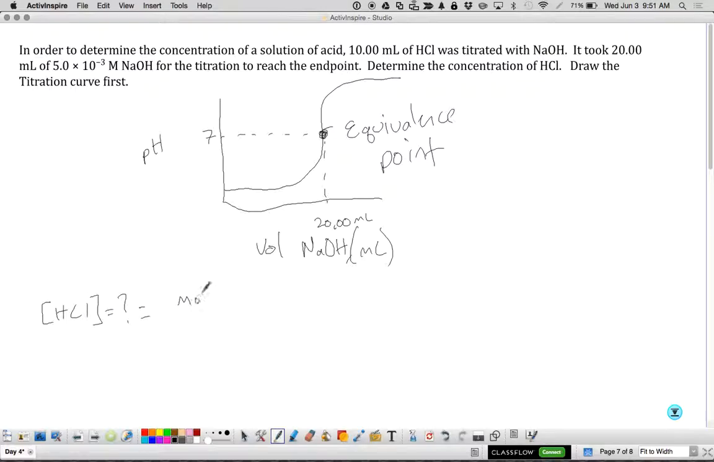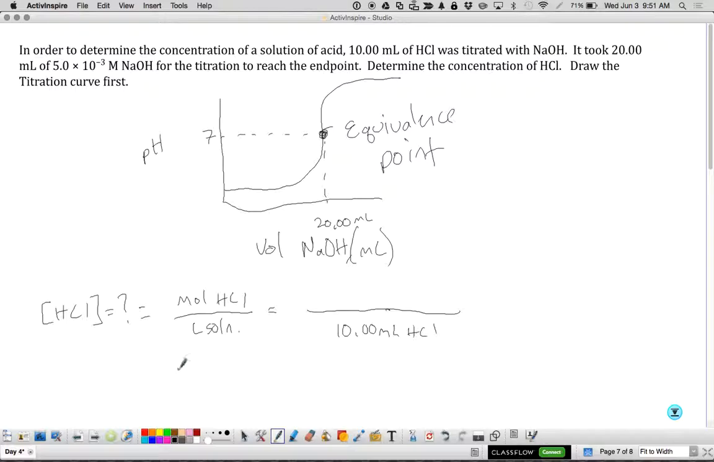And I know that that's going to be moles HCl per liter solution. Okay. Now, one thing that people get mixed up about is I am trying to find the concentration of just this solution, this 10 milliliters of HCl. I'm not trying to find the concentration of HCl once I've added everything. So I know that this is going to be over 10.00 milliliters of HCl. Okay? So the thing that I have to find is the number of moles of HCl I have.